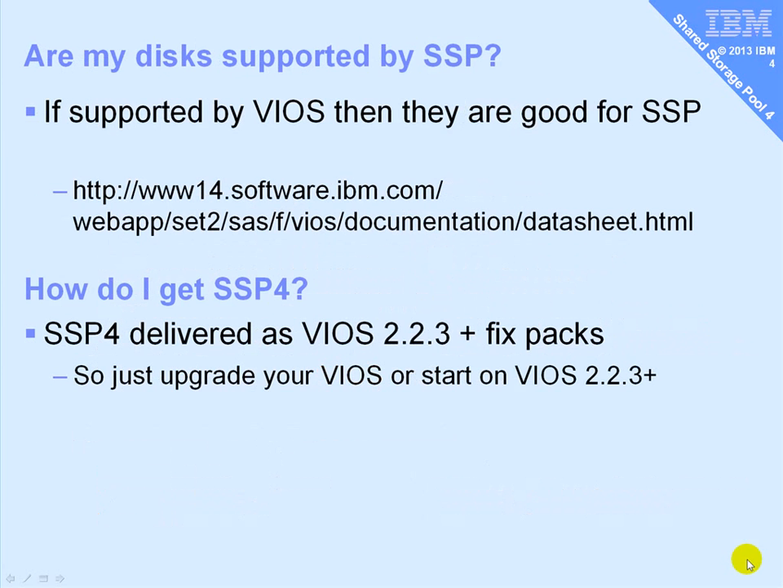I often get asked, are my disks supported for shared storage pools? And the answer is, if it's supported by the VIOS server, then we're good to go for the shared storage pools. There's a URL here for where to go and find the datasheet to find out which disks are supported. Sometimes it will direct you to non-IBM disk vendors to give you a complete support statement. How do you get Shared Storage Pools Phase 4? Well, it's delivered with the VIOS server 2.2.3 and it's fixed back to any VIOS server above that level. So either upgrade your VIOS server to that level or do a fresh install of 2.2.3.